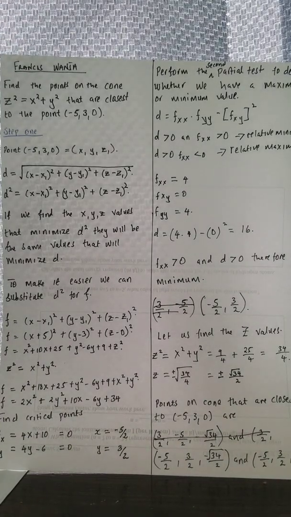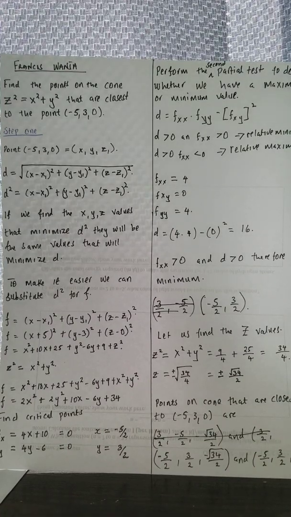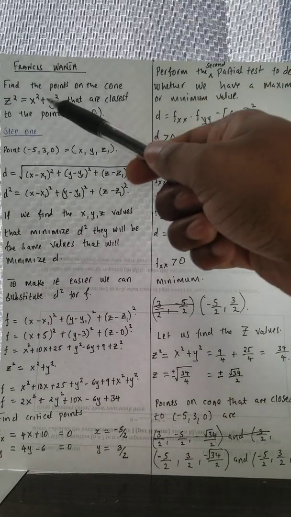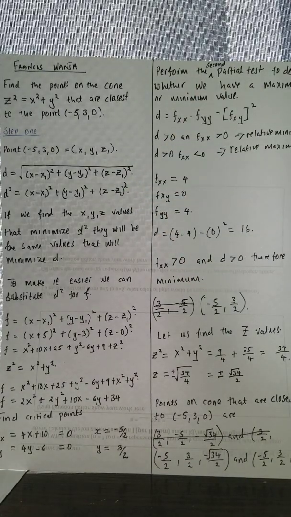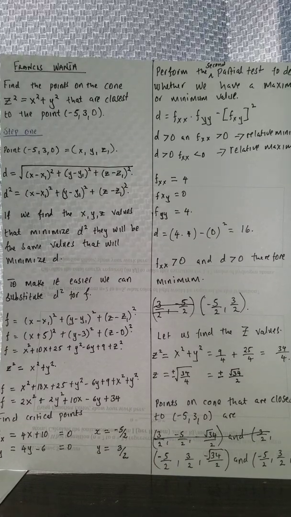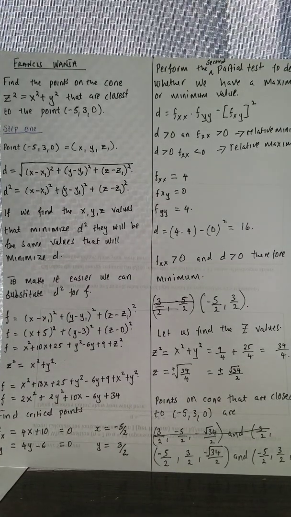Hello. So my name is Francis Wanja, and my question was: find the points on the cone z squared equals x squared plus y squared that are closest to the point (-5, 3, 0). So the first step is to recognize that the point (-5, 3, 0) is our x1, y1, z1 coordinates.